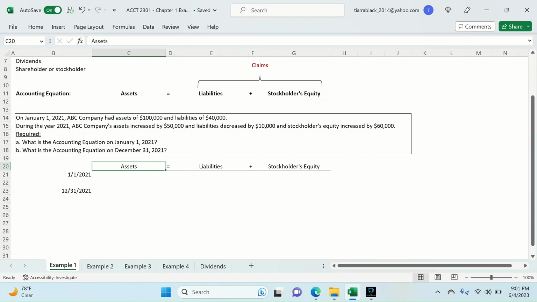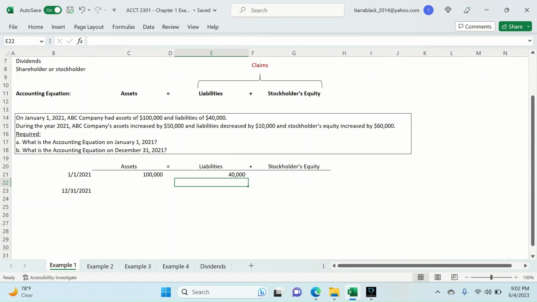So I've already written my accounting equation down at the bottom, and then I've put in a line for us to figure out what the January 1st accounting equation is and also what the December 31st accounting equation is. So first, on January 1st, we note from the problem that the company has assets of $100,000. We also are told that the company has liabilities of $40,000. However, we didn't get an amount for stockholders' equity.